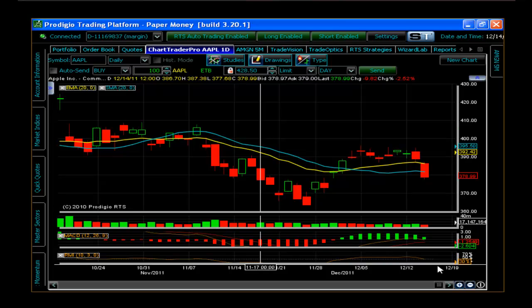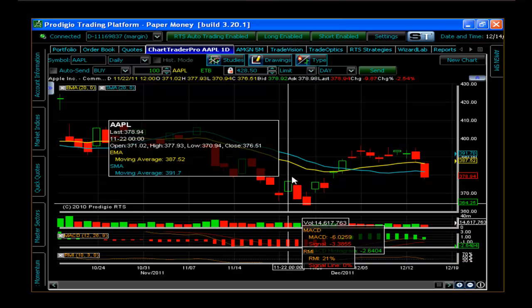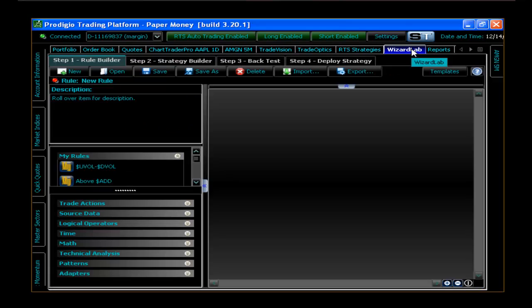So how do you do this in Prodigio? This is all very cool. How do I get you started right now? If I have my idea from a chart in Chart Trader Pro, I can go over to my Wizard Lab tab. This is an environment that allows you to create a trading system, which is called a strategy in Prodigio. And that system, that strategy, is composed of a number of rules. And rules are nothing more than how do I take technical analysis and get it to fire a signal. Just like if I run a backtest and it shows me where I went long and where I went short, that's what a rule is.